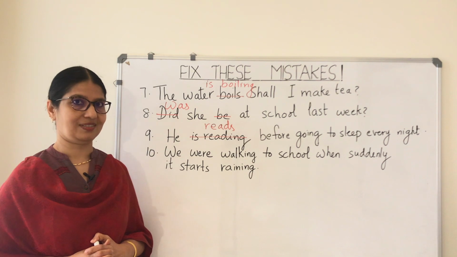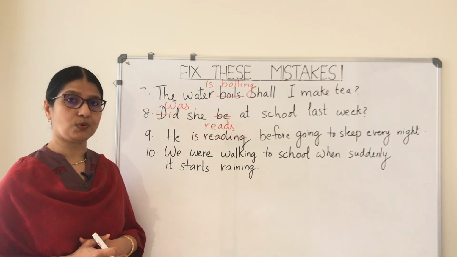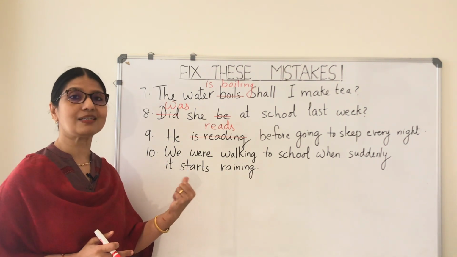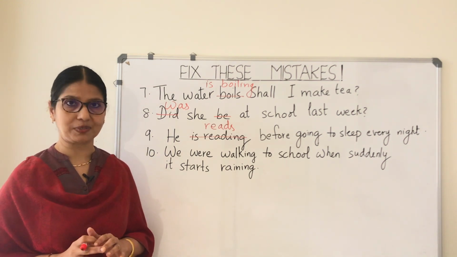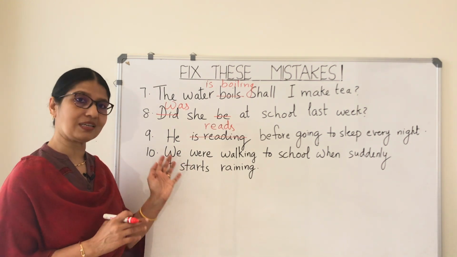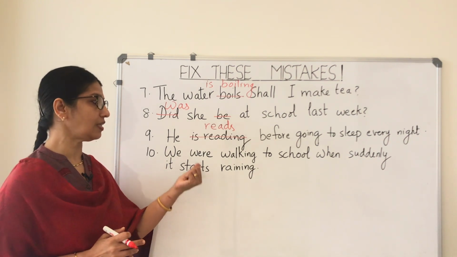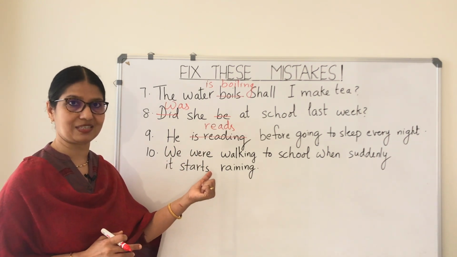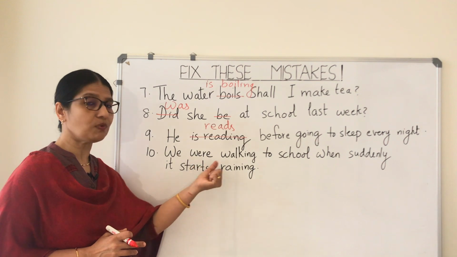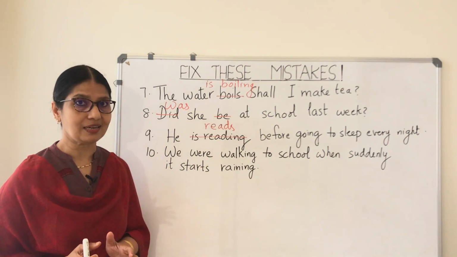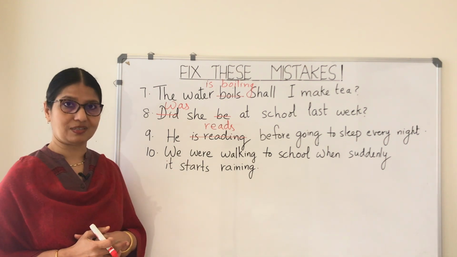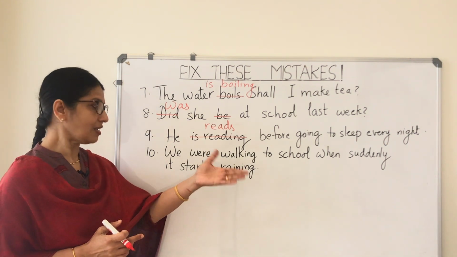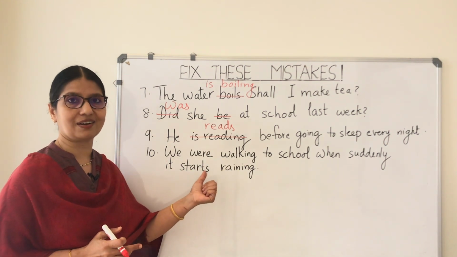Here is the next one. We were walking to school when suddenly it starts raining. In this case, two actions happened. The first one is a continuing action. So we used the past progressive tense, the past continuous. We were walking to school. And then some other action interrupted the first one. So what was that? Suddenly it starts raining.